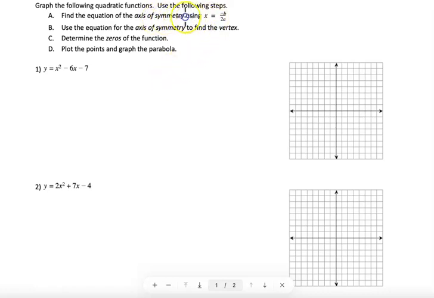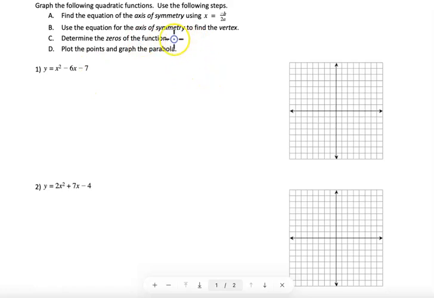So first thing you're going to do is the axis of symmetry, opposite of b over 2a. Then you're going to use that equation to find the vertex. Remember, the x-coordinate is what you got from step A, and then the y-coordinate you get by simply plugging the x-coordinate into the standard form equation that you're given.